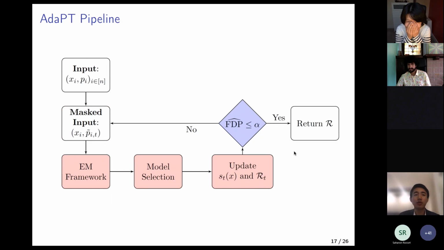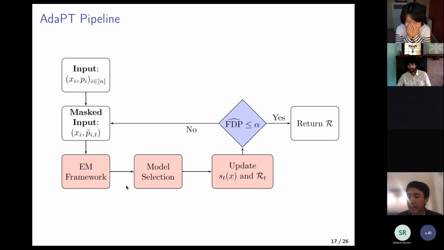So overall, the whole pipeline for AdaPT is the following. We input the covariate value and the p-value, and at each step, we mask the p-values that are either red or blue, but leave all the black dots revealed. And we pass that into an EM framework.